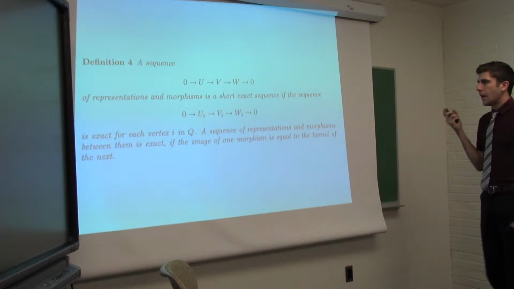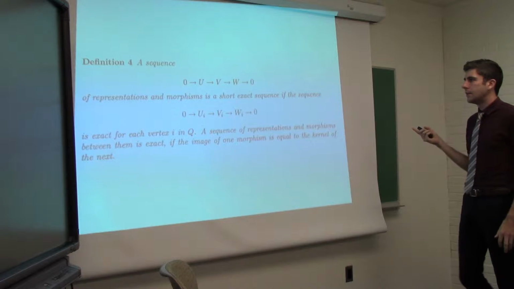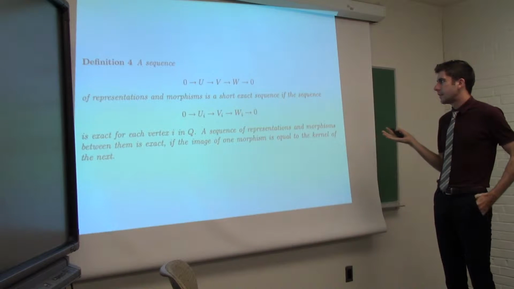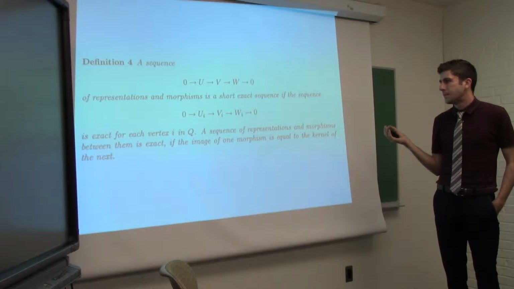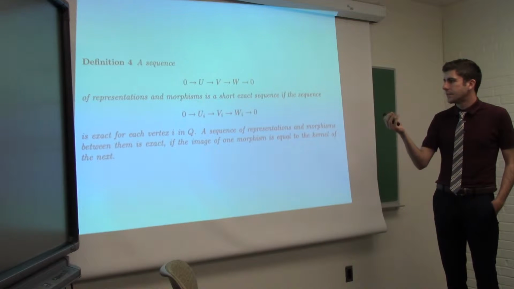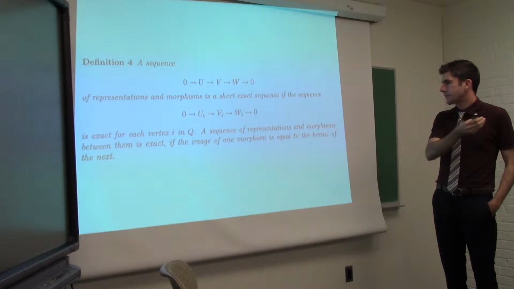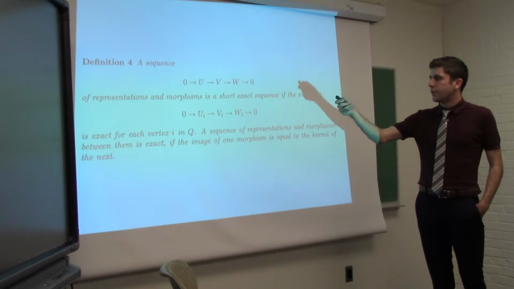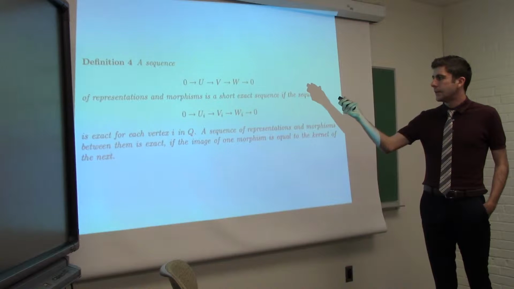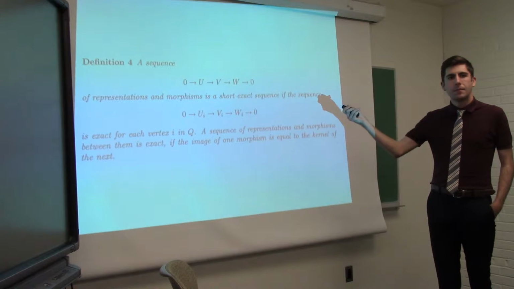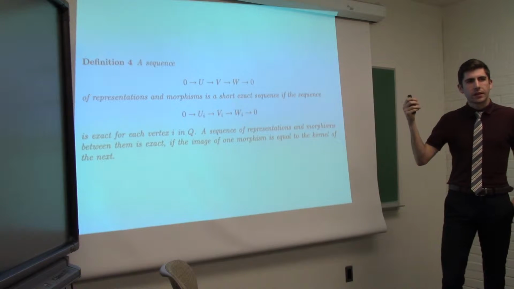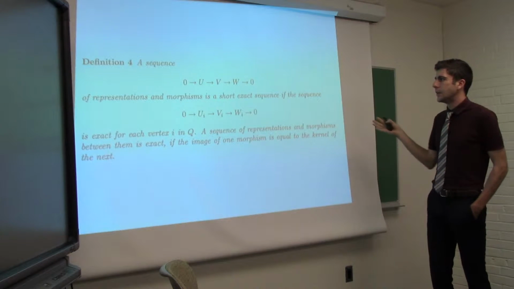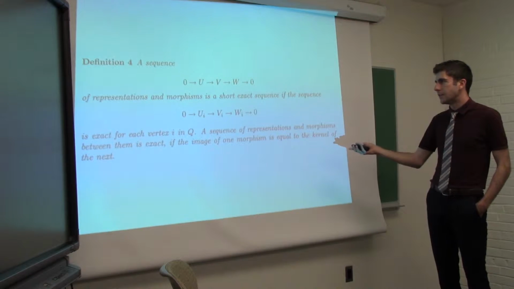A sequence of representations is a short exact sequence if for each vertex in Q, the image of U_i is the kernel of the next map. This is the idea of exactness that we established at the very beginning of the course, and we're going to need to remember that concept.